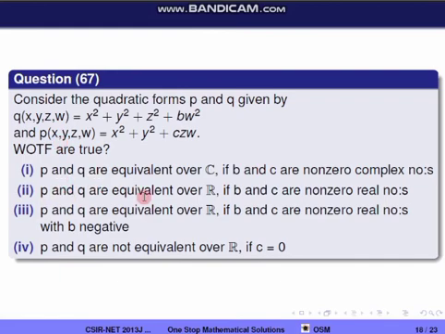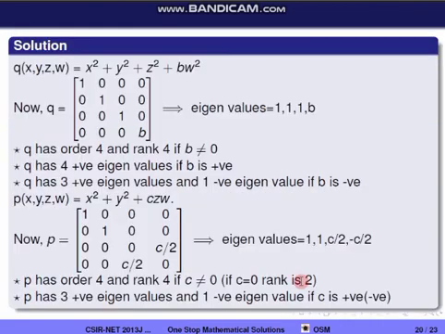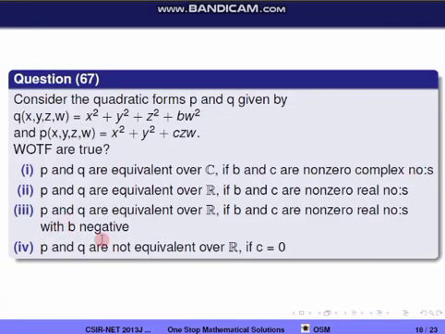Second is P and Q are equivalent over R if b and c are non-zero real numbers. So for equivalent over R should have same order, same rank and same number of positive as well as negative eigenvalues. So if b and c are non-zero, and if I take b to be positive, I'll get Q has 4 positive eigenvalues, but P has 3 positive eigenvalues only. So it implies P and Q are not equivalent over R if b and c are non-zero real numbers. So second one is wrong.